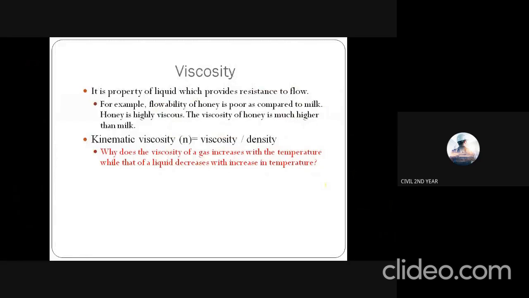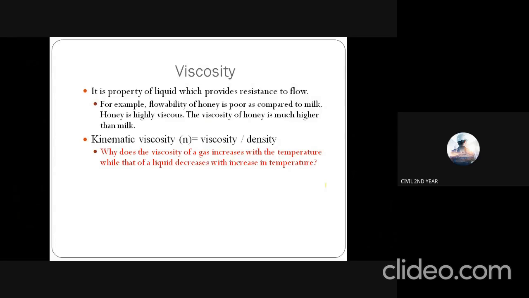So what is meant by viscosity? It is a property of a liquid which provides resistance to flow. Suppose a drop of water is flowing, falling down a sloping area. The flow has a resistance against gravity. That resistance we call viscosity.